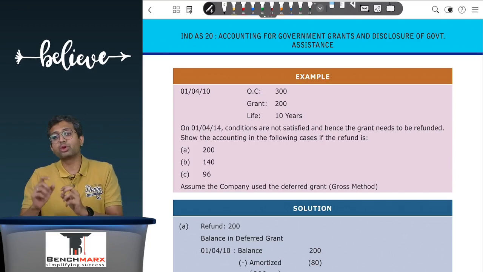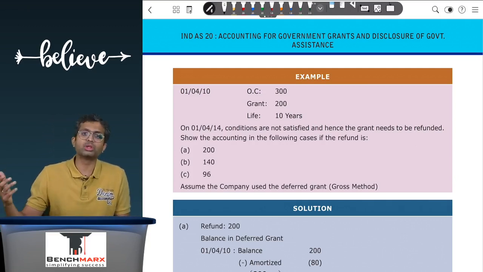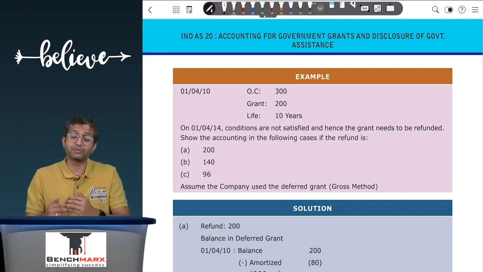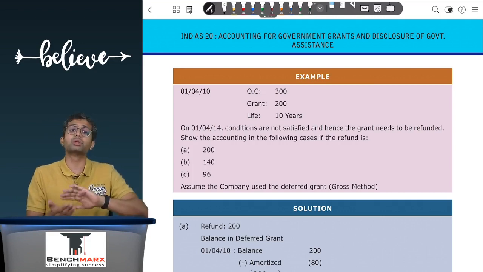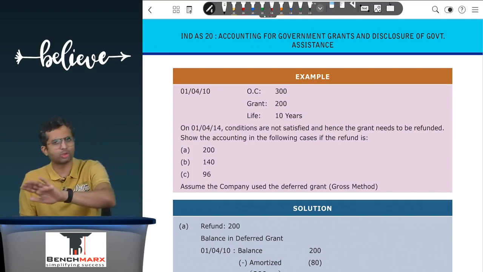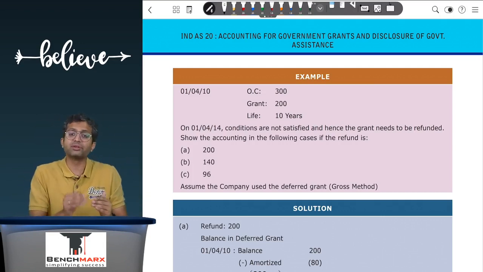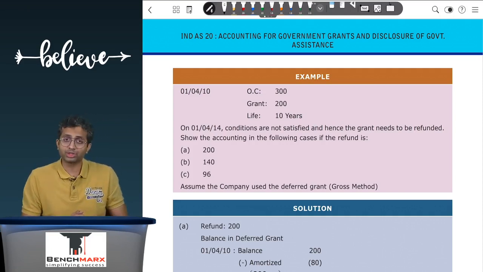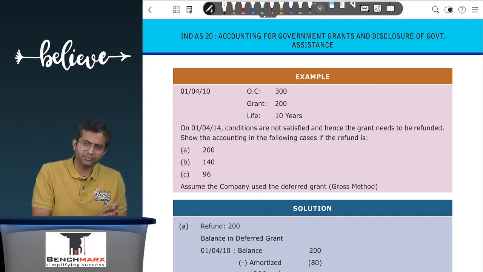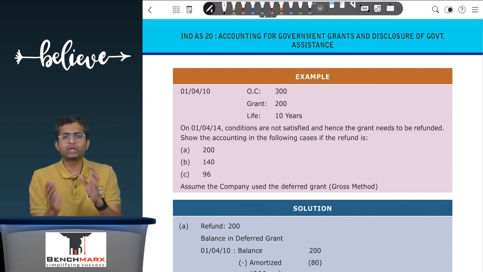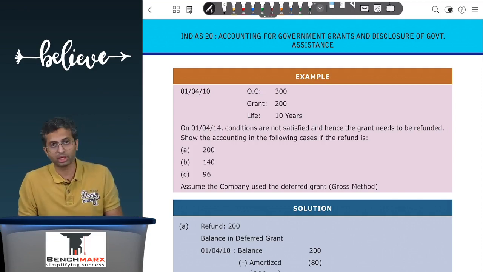On the other hand, if you had originally shown this grant in the deferred grant account, then at the time of refund, you will again adjust the refund from the deferred grant account. So that is deferred grant account debit to bank. In either case, if there is a difference, the difference will be going to the profit and loss account. So you will have to first find the balance in the deferred grant account and compare it with the payment. Excess, if any, will go to the profit and loss account.